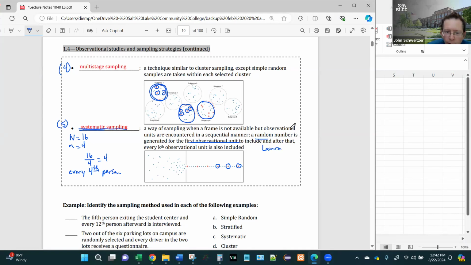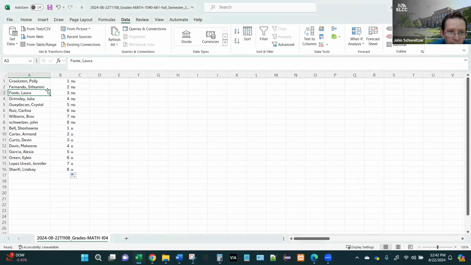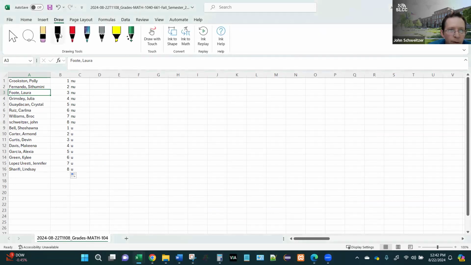Then we're going to do every 4th person from there. So that was randomly selected, right? We do have a random selection there. We have some randomness introduced. So we have Laura. Then we're going to do every 4th person. If it's every 2nd person, we skip 1. If it's every 3rd person, we skip 2. So if it's every 4th person, we're going to skip 3.